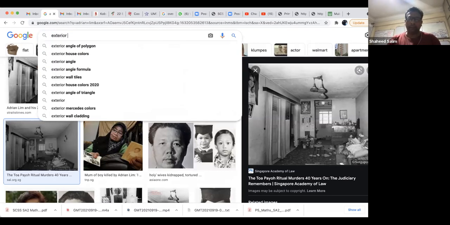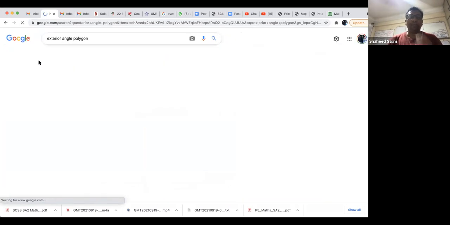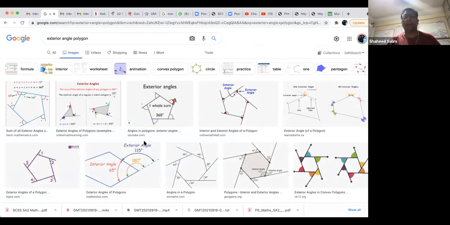Exterior angle, polygon. Every time you forget, you go to Share Google. Share Google is down here. Can you see now? What is exterior angle? If you draw a polygon, you draw a straight line 180 degrees, the angle outside is called exterior angle. Down here is exterior angle.